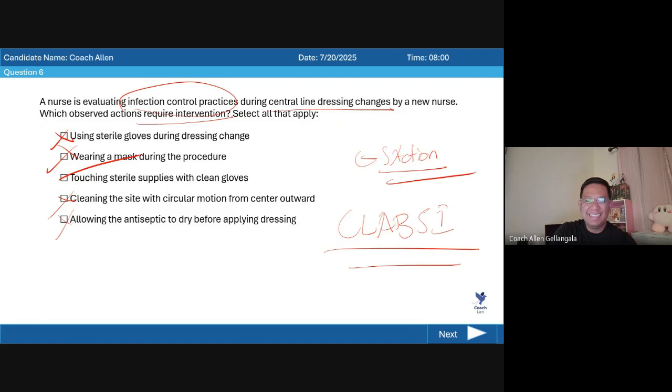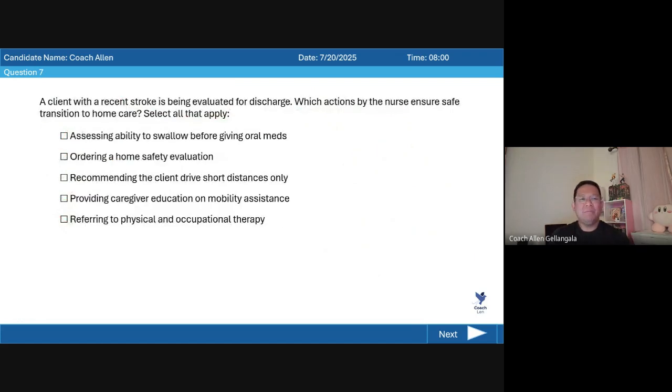Okay. Let's go to question 7. A client with a recent stroke is being evaluated for discharge. Now we have a stroke patient that's about to be discharged. Which action by the nurse ensures a safe transition to home care? So let's do it. Assessing the ability to swallow before giving oral meds. Is that necessary for any form of stroke patient? The Yale bedside swallow test? Yes, it is. So that is a correct answer.